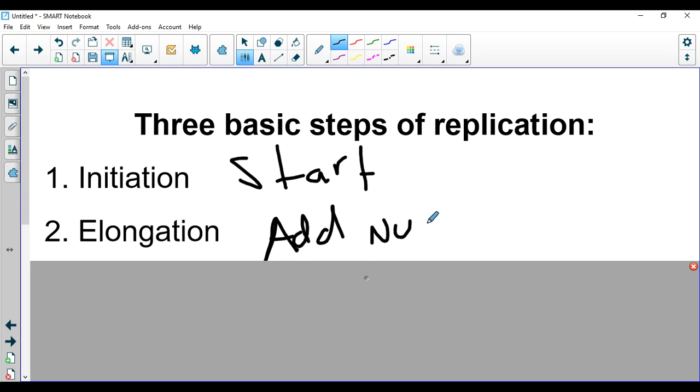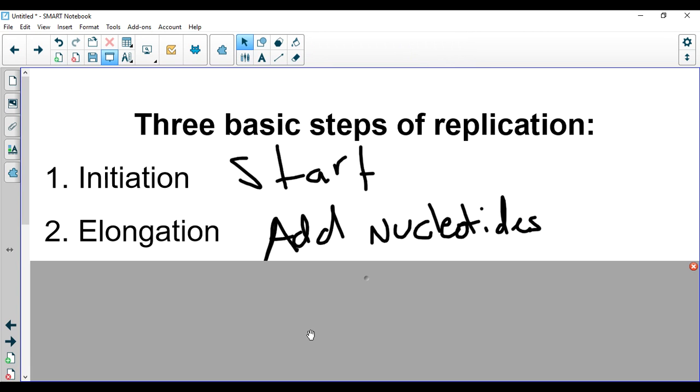Before, we didn't add these nucleotides yet. We had just started the process. For elongation, this is when we add nucleotides. This is when our new DNA grows. If you've read through your notes, you notice that there's a leading and a lagging strand. These build from the replication fork, and that process is called elongation.